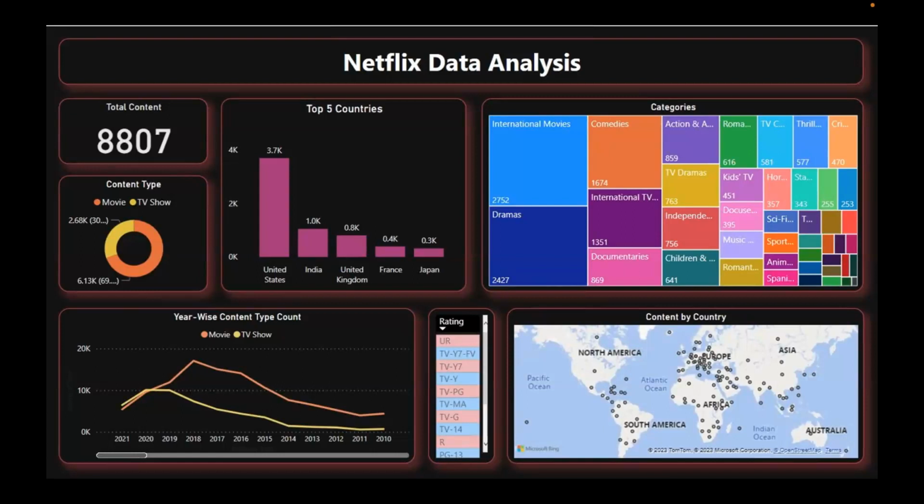And if you see, there are many categories that our data consists of, and there are international movies that have the highest TV shows and movies, that is 2752, followed by dramas and comedies and so on. And there is content by country as well, which is a geographical representation of our data. And there is a rating chart as well, where in Power BI, if you click on any specific rating, the data shows for that particular rating. So this is our visualization charts.